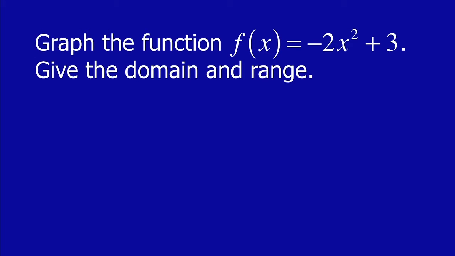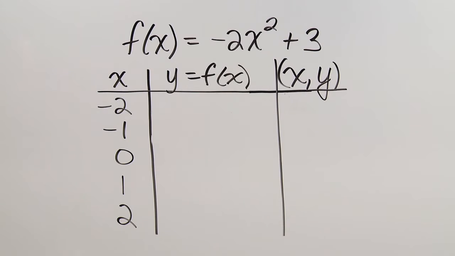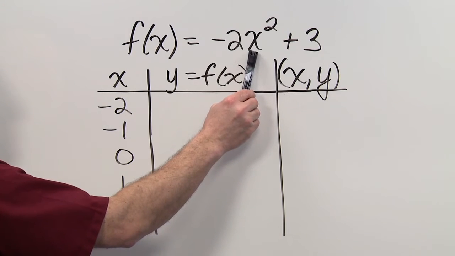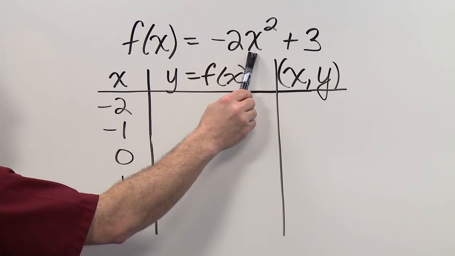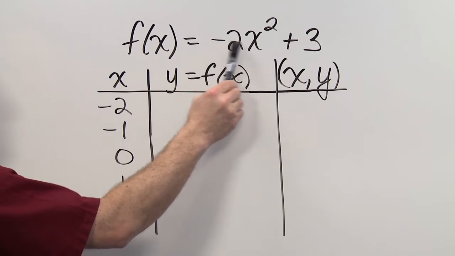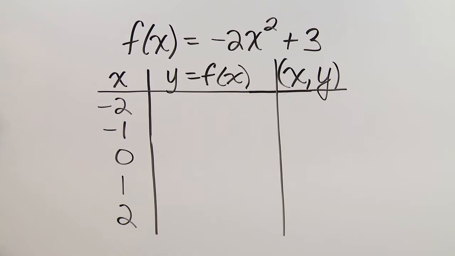Graph the function f of x equals negative 2x squared plus 3. Give the domain and range. So let's make a table of values. I've selected some values for x, which is the input, and we put that in for x here and evaluate it by first squaring it, doubling it, multiplying by -1, and then adding 3.